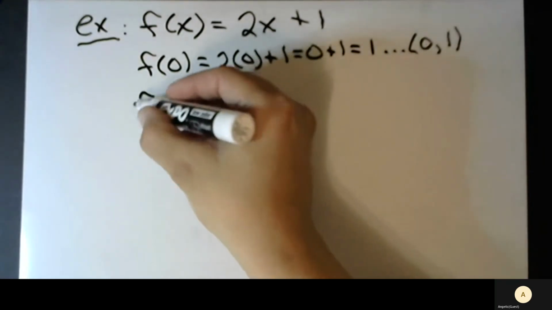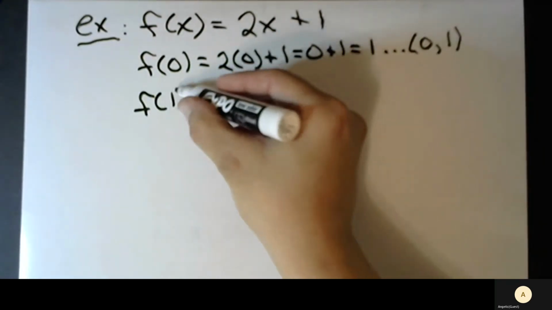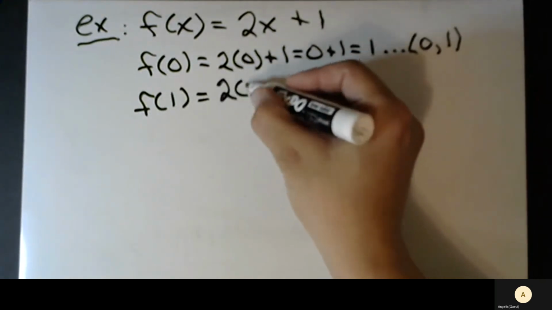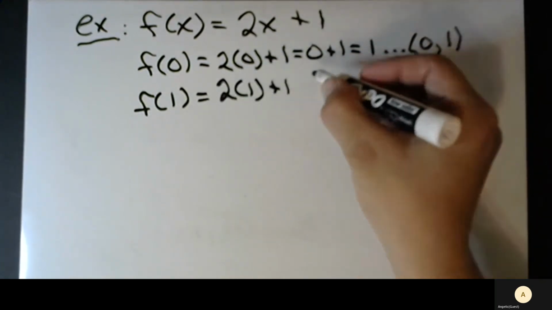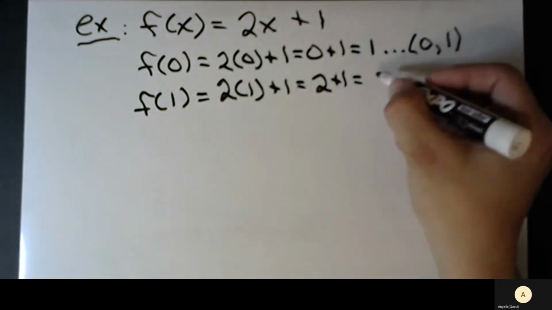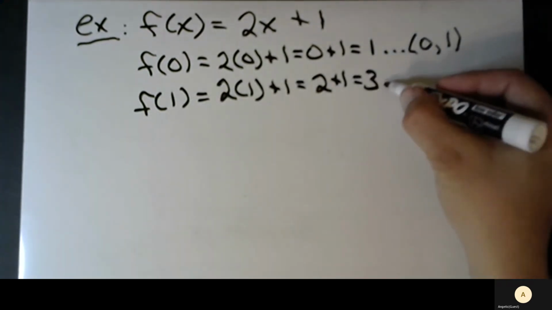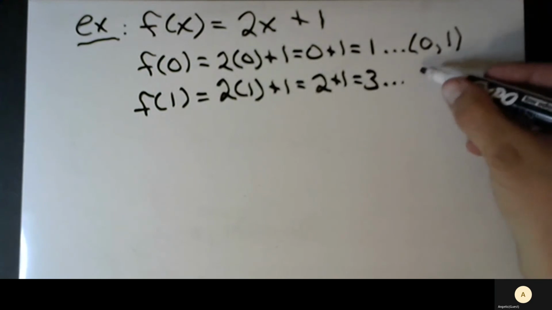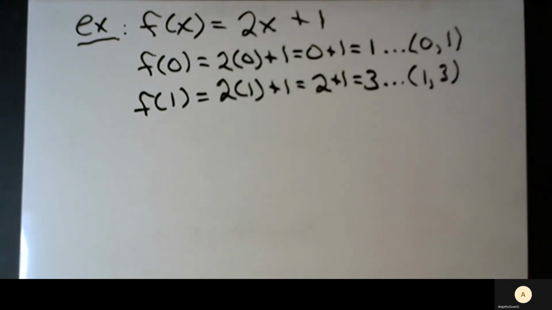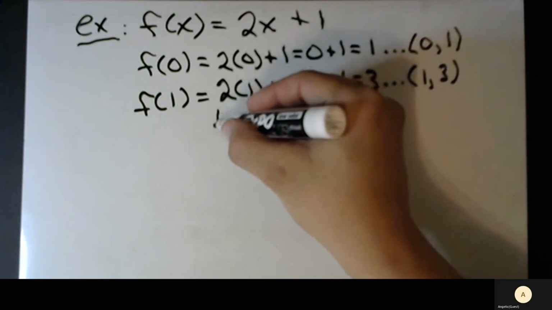Now let's look at say f of 1. So the input's going to be 1. Output is 3. So with these 2 points, we can graph this function or this line.